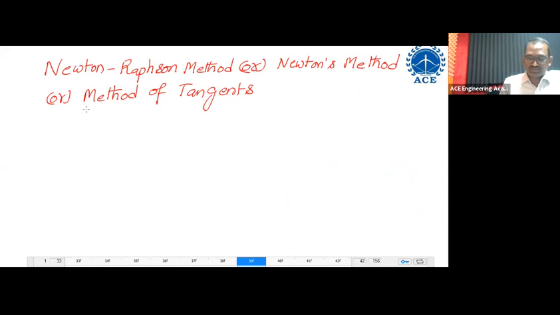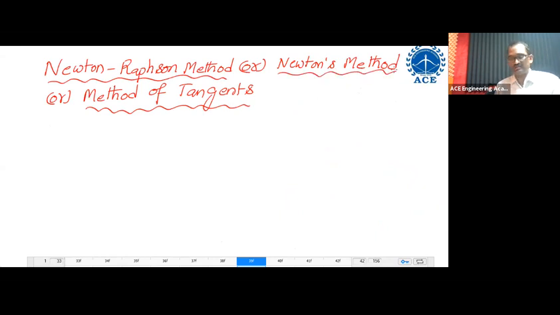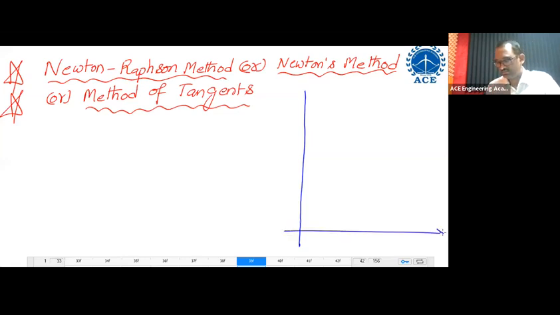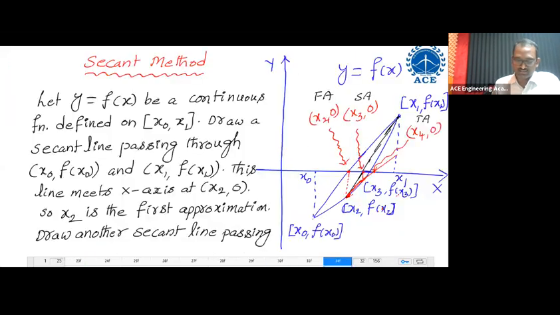This is method of tangents. Newton-Raphson method, simply called Newton's method, also called method of tangents. This is the most important and most expected topic from the exam point of view. Very important.